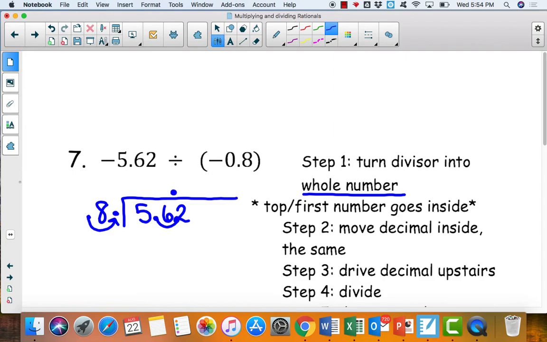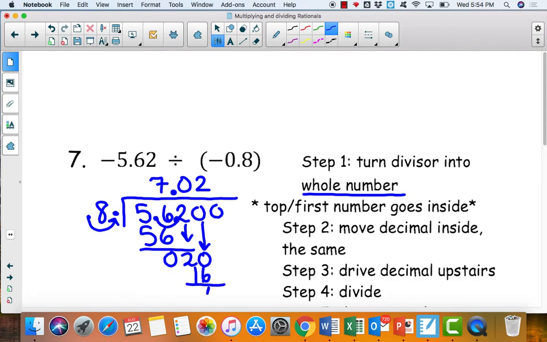And then I want you to make sure you move it upstairs because otherwise you're going to forget. I promise. 8 times what equals 56? 8 times 7 equals 56. 56 minus 56 is 0. Bring down a 2. Does the number 8 go into 2? It does not. Put a 0 there. Drop 1. You're going to have to add a 0. 8 will go into 20 2 times with the number 16. 20 minus 16 is 4. Let's bring down another 0. Whoops, put it right here.